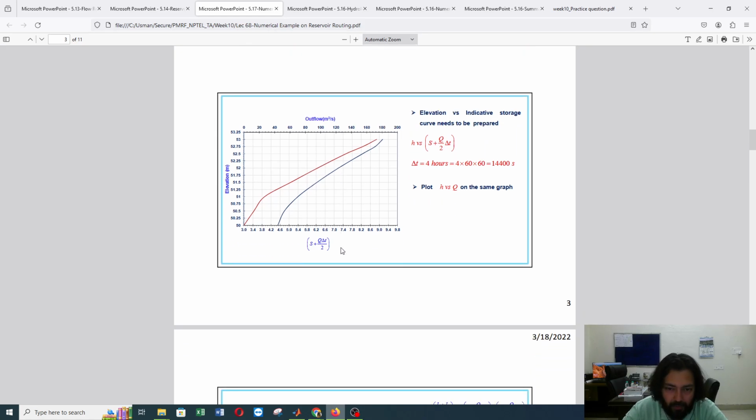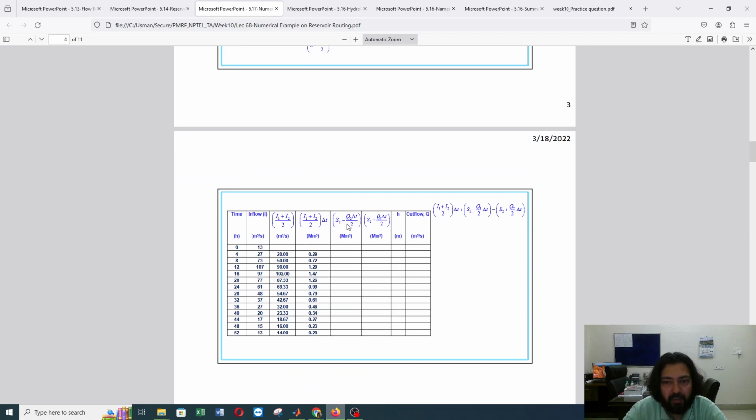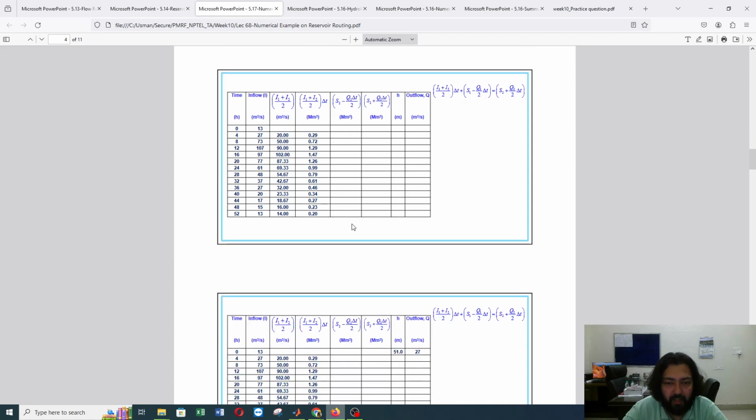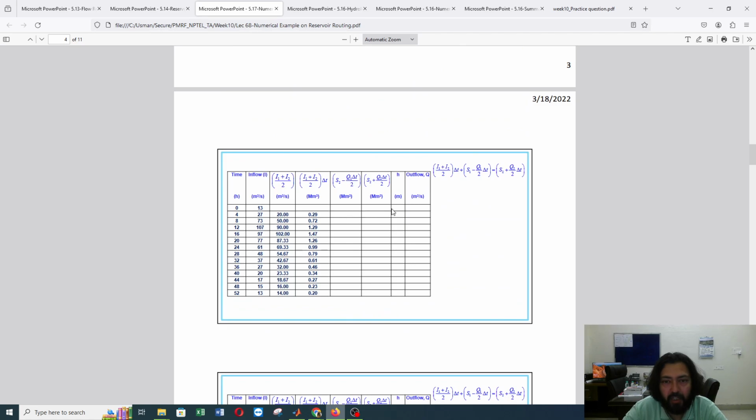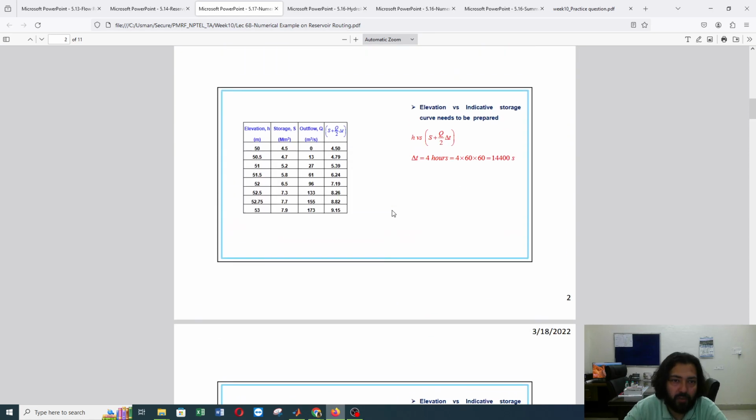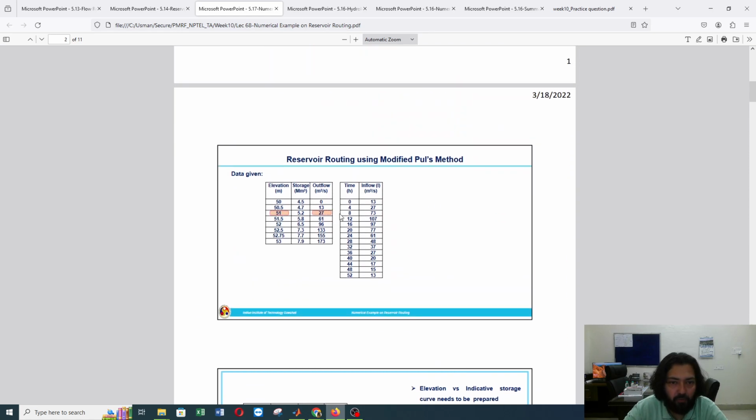Now the next step is to calculate this term, that is S2 minus Q2 delta T by 2, right? We have to calculate it for the initial condition. The initial condition that was given to us was when H was 51 and outflow was 27. So this was the initial condition.